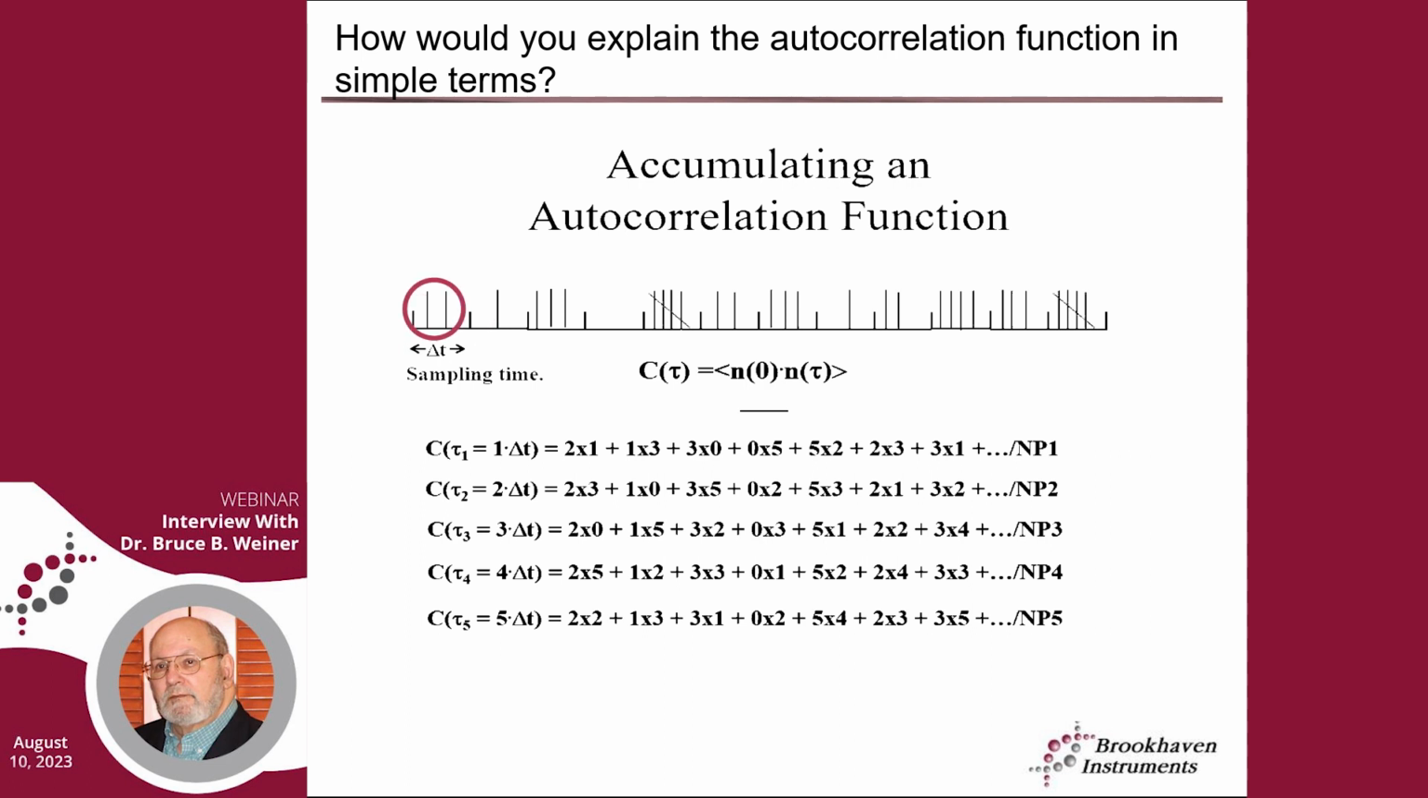So in the first bin, you have 2 photopulses you register. In the second one, you have 1. In the third, you have 3. In the fourth, you have 0, then 5, and on it goes. The total duration of the experiment is the sampling time delta t times N, the number of bins you accumulate.